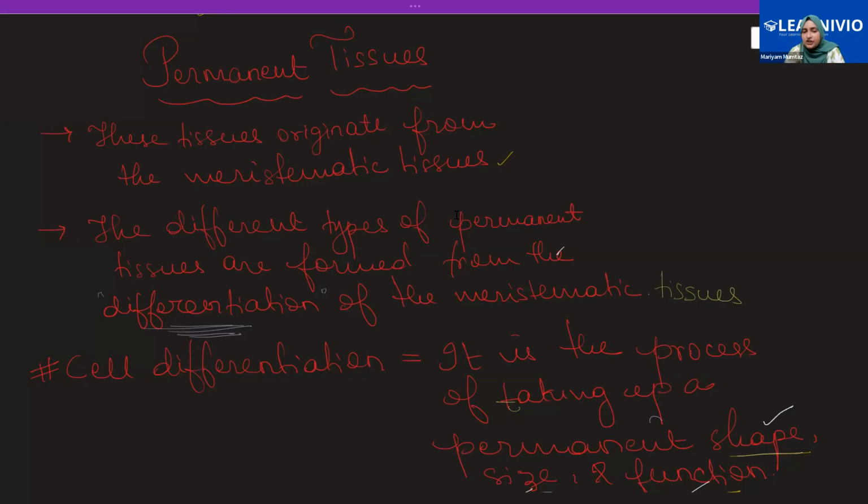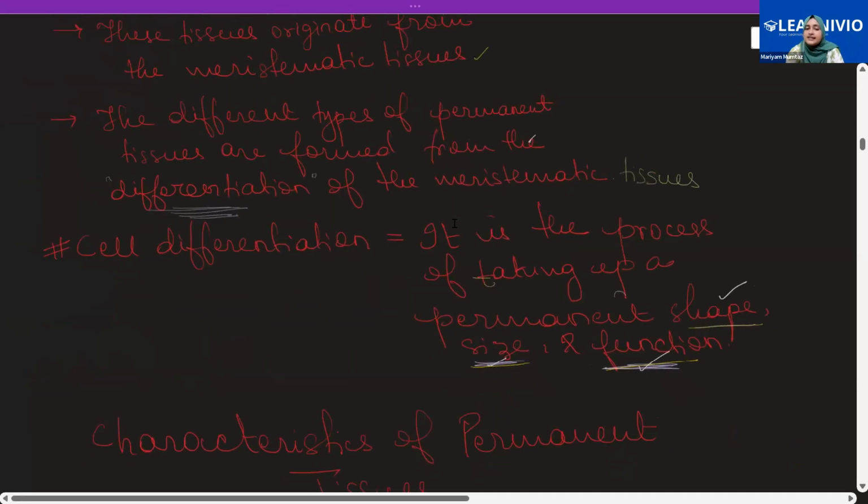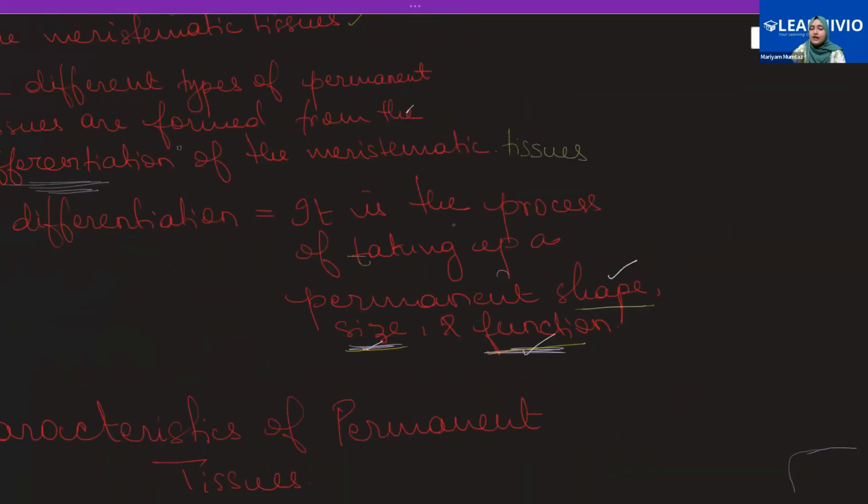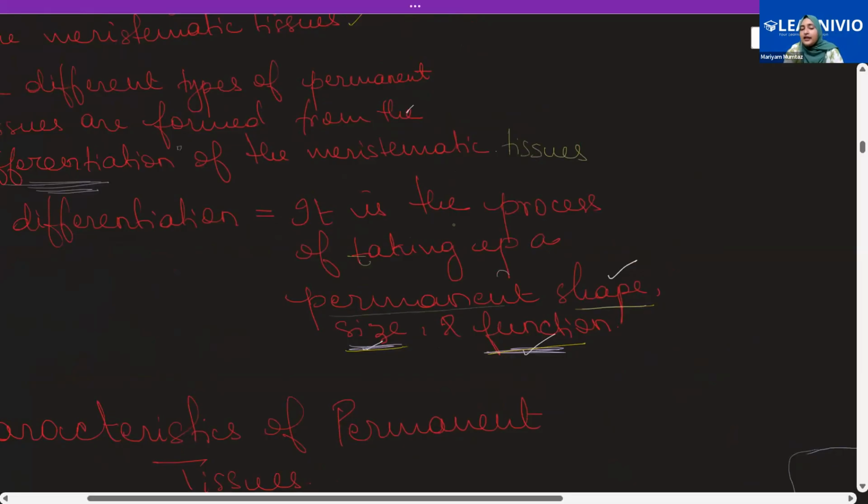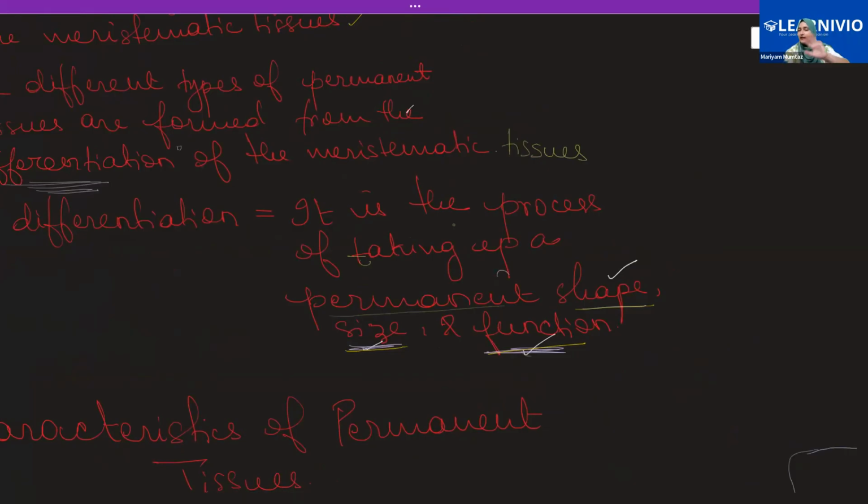Now, what is differentiation? Cell differentiation is when a particular tissue or cell takes up a permanent shape, permanent size and permanent function. Meaning now they cannot help in growth, but they will help in storage, in providing structural support and so on. So now they have different functions to perform. Is it clear? Any doubts? Anything you want to ask?